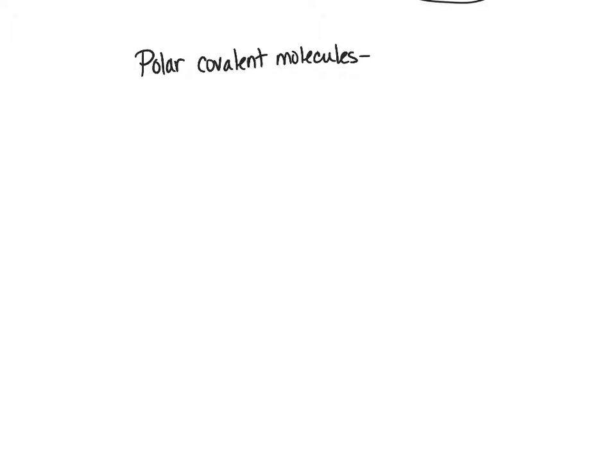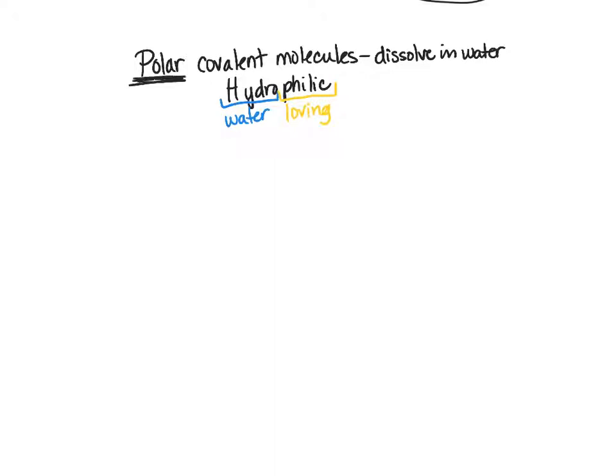So when we have a polar covalent molecule, these are going to dissolve in water. And when something dissolves in water, when it is a polar covalent molecule, it's what is called hydrophilic. So you need to know that term. Hydro means water, and philic means loving. So these are water-loving molecules. When we're talking about polar covalent molecules, they're polar, and polar is dissolved by polar. Polar likes polar, nonpolar likes nonpolar. And we're going to take a closer look at that in just a moment. So when we're talking about a polar covalent molecule, we're talking about something that is hydrophilic or water-loving.